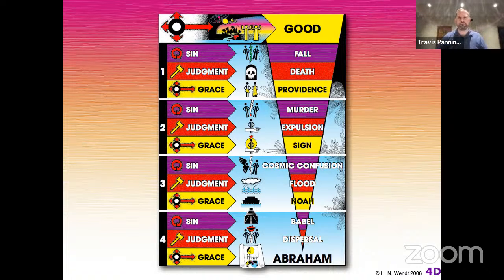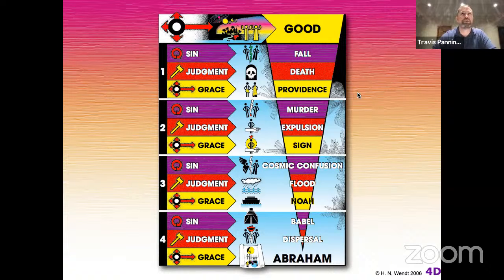So now, turning back to pages 64 and 65 in our book, the pattern that develops. We've talked about 4 main episodes, and the pattern is sin, judgment, and grace in each of these episodes.